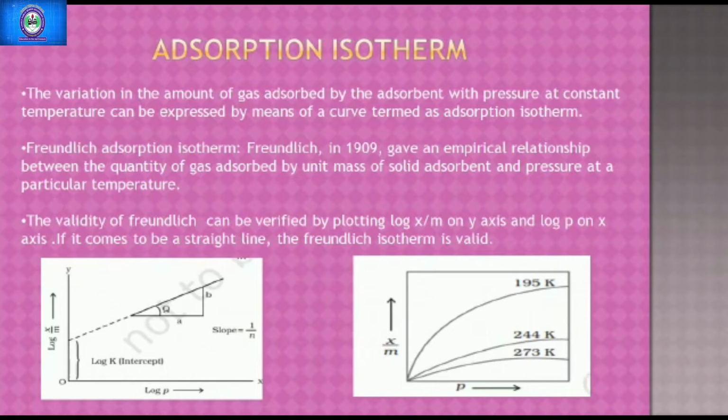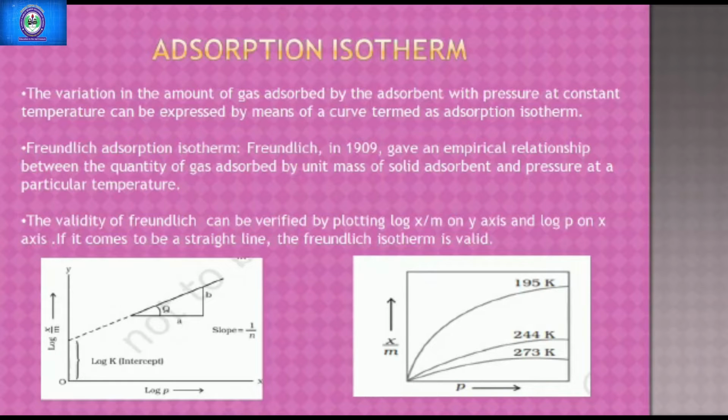The validity of the Freundlich isotherm can be verified by plotting log x by m on the y-axis and log p on the x-axis. If it comes to be a straight line, it means that the isotherm is valid. It means the extent of adsorption on a given surface generally increases with the increase in pressure and the concentration at a constant temperature. At low temperature, the physical adsorption of the gas increases very rapidly as the pressure rises.